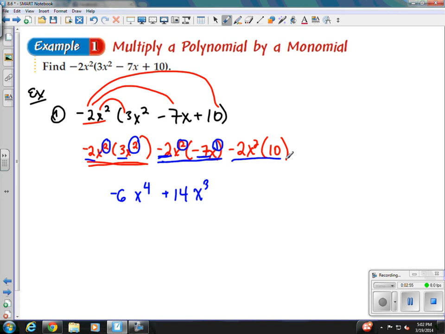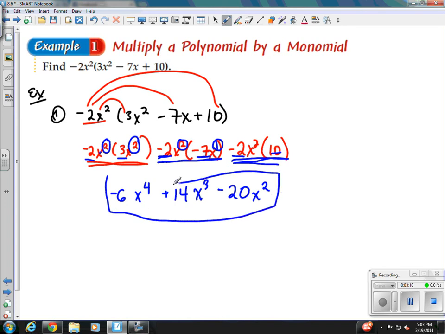Then lastly, negative 2x squared times 10. So multiply the coefficients and the constants. Negative 2 times 10 is negative 20, and x squared has nothing to go with, so it drops down. Now we want to see if it can simplify, so we check for like terms. This is x to the 4th, x to the 3rd, x to the 2nd. So they cannot simplify, and that's as far as we can go. That's our answer.